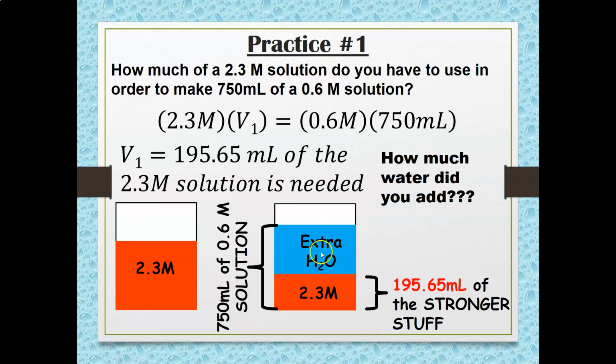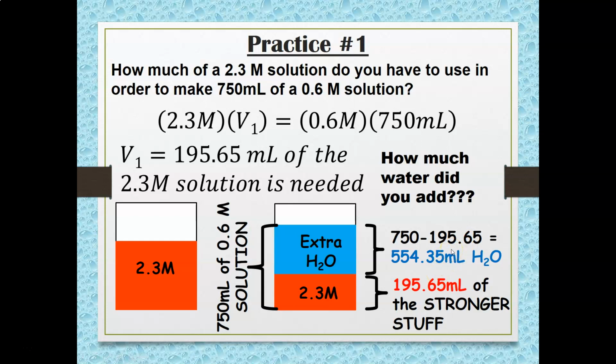So how do I find out how much water to add? Well, if I know that I need 750 mils total, and I know how much of the strong stuff is in there, it's just a subtraction question, isn't it? 750 minus the strong stuff will tell me how much water I added.